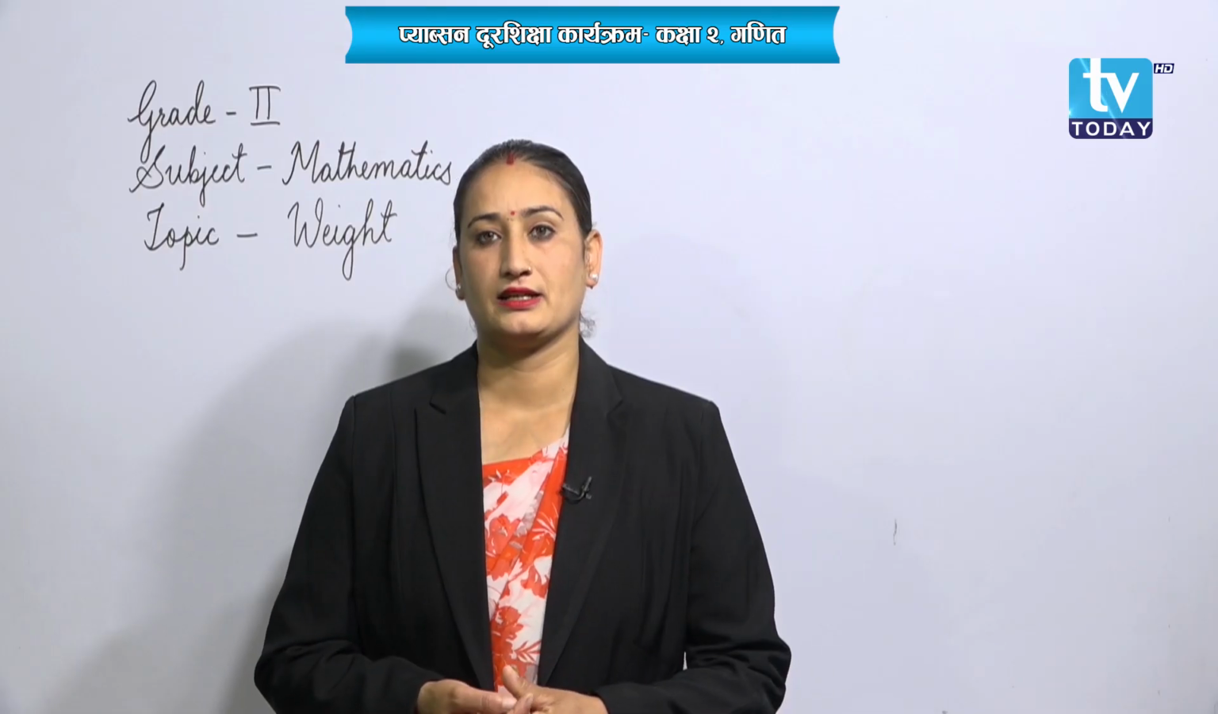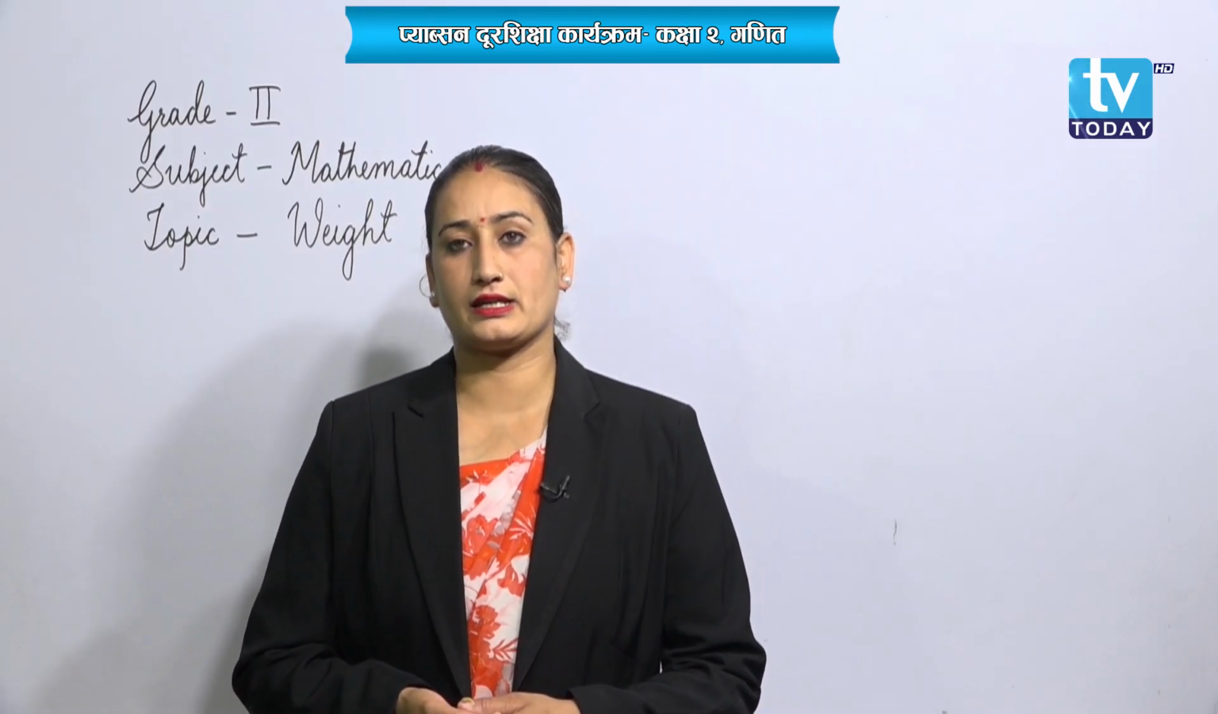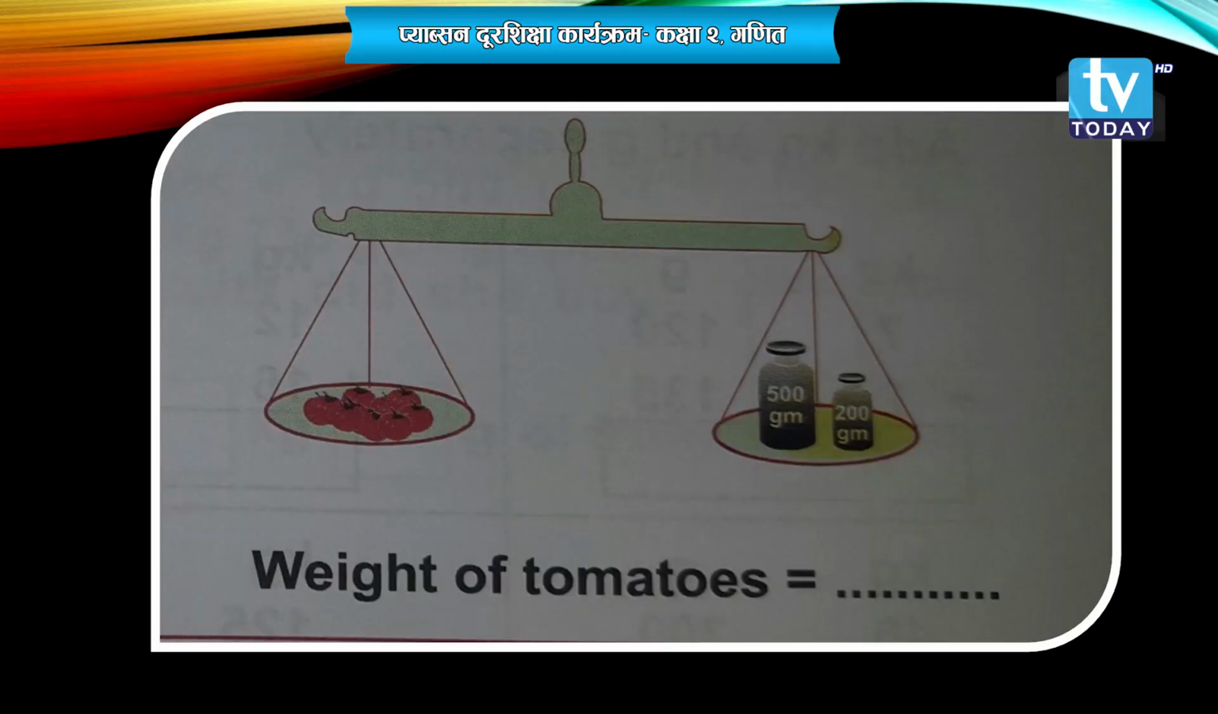What is next? Okay, cane. Tomatoes. Okay, let's measure it. Let's see what weight is given over there for the tomatoes. Tell me, students. It's written over there, 500 gram plus 200 gram. What is the total weight of those tomatoes? 500 plus 200, it will be 700 grams. Done? Good job.